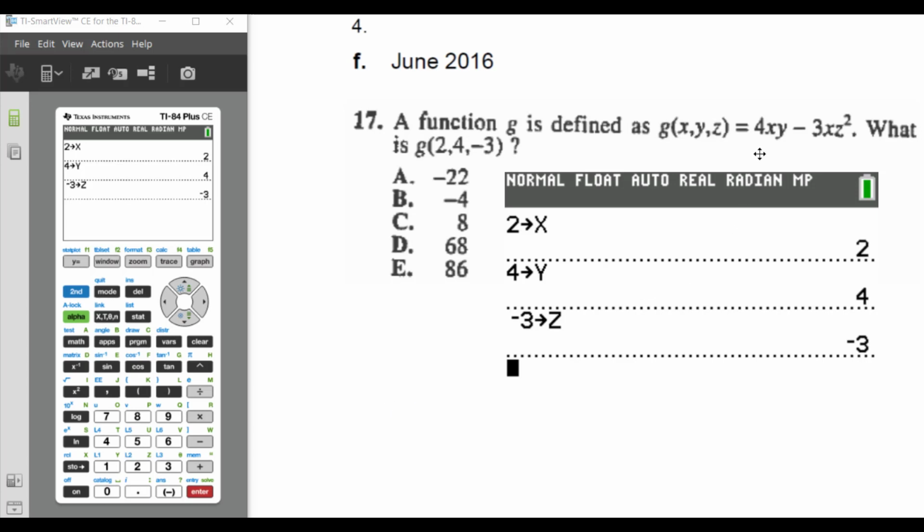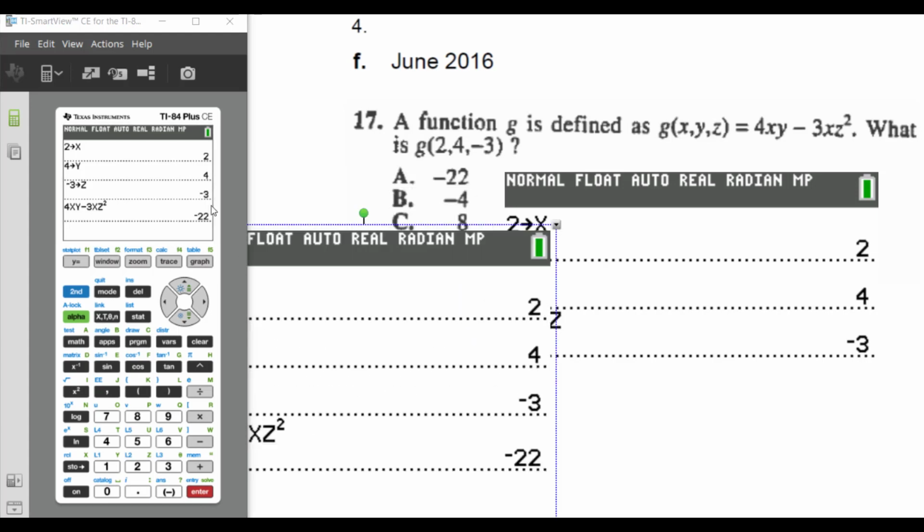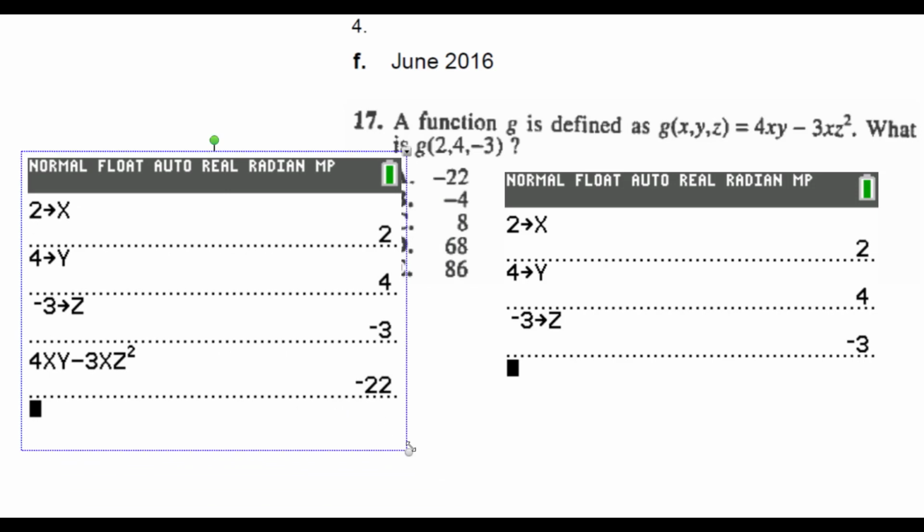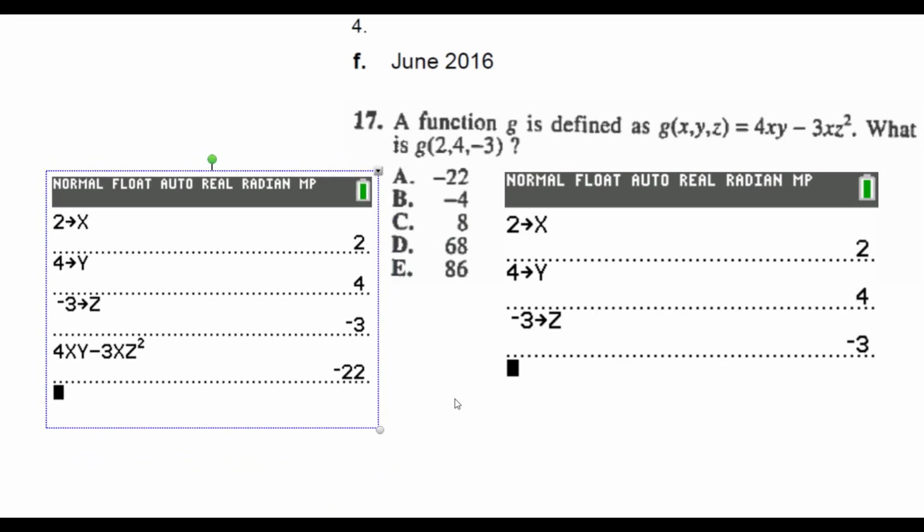And now what I'm going to do is type this expression just as you see it, 4x alpha y minus 3x alpha z, and then squared. And what it's going to do is substitute these values, x, y, and z, into this expression, do all the calculations. So I'll press enter, and the answer is negative 22. Press pause as needed. Resume when you're ready.